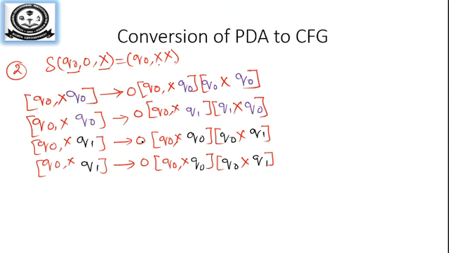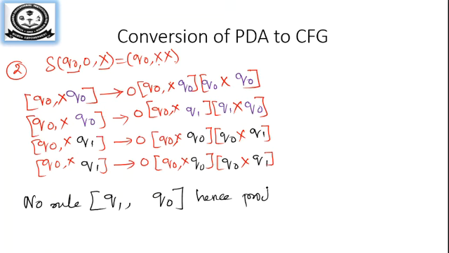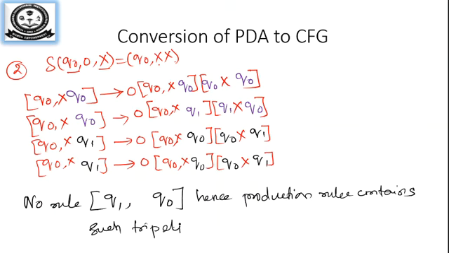Now we should cleanly look into all the combinations. There is no rule such that you have a transition from a final state to the initial state. No PDA will have a transition from a final state to Q0. Hence, the production rules containing such triplets must be removed. So I will write it as must be removed.